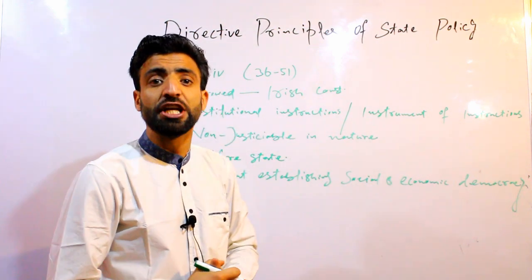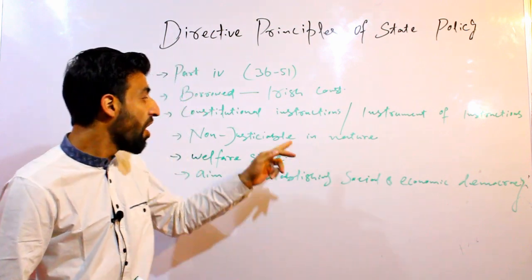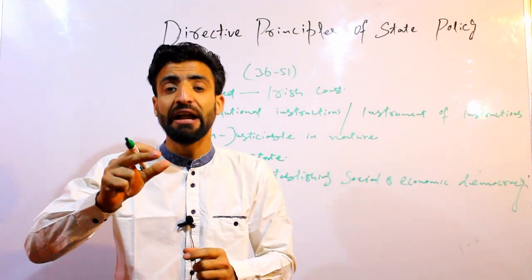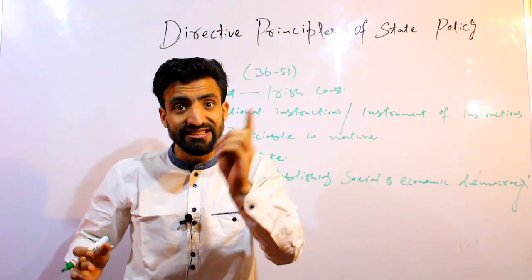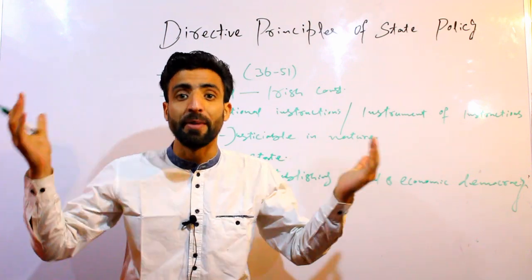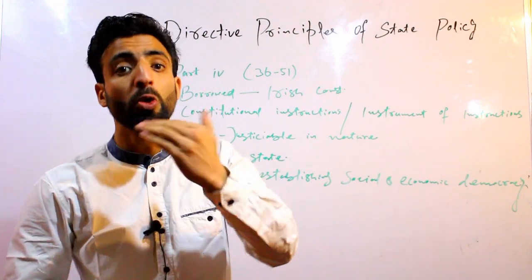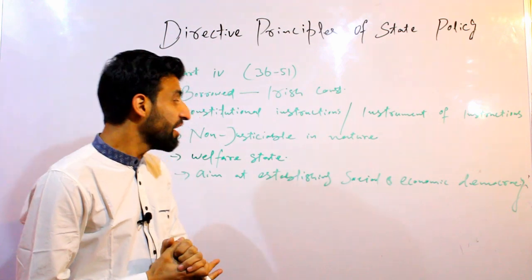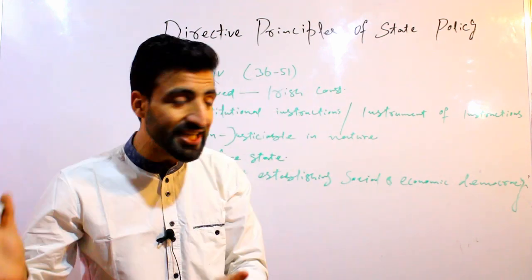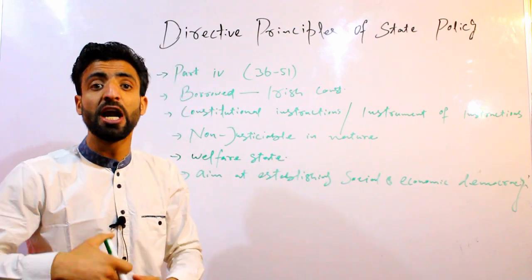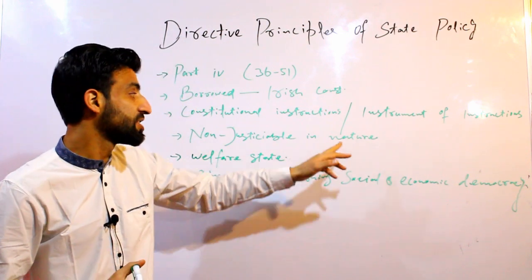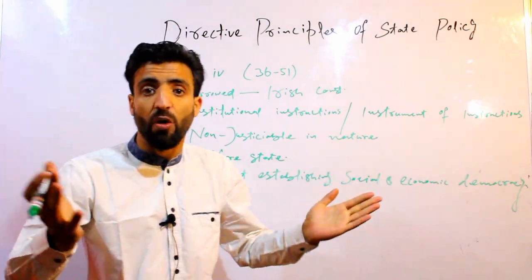Directive principles of state policy, they are non-justiciable in nature. If you recall, I have told you that fundamental rights are justiciable in nature. Justiciable in the sense that if any of your fundamental rights is violated, you can go to the court for its enforcement. But since directive principles of state policy are non-justiciable in nature, you cannot go to the court and the court cannot enforce directive principles of state policy when they are violated.